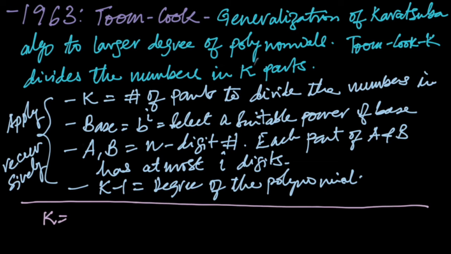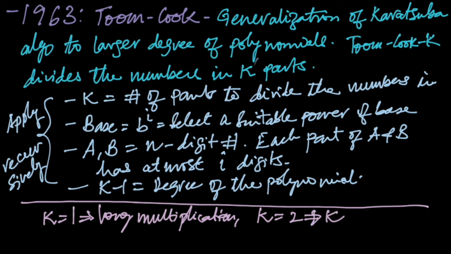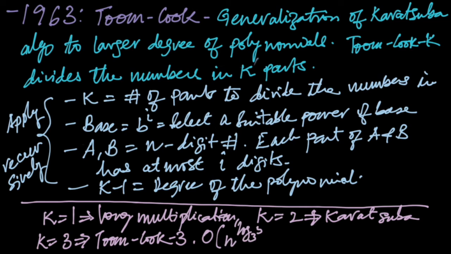For k equal to 1, it becomes the traditional long multiplication technique. For k equal to 2, it becomes the Karatsuba technique. For k equal to 3, it becomes the Toom-3 technique. And this has the order of n raised to the power log 5 divided by log 3, or log 5 base 3, or in a generalized form it has the order of n raised to the power log 2k minus 1 base k.